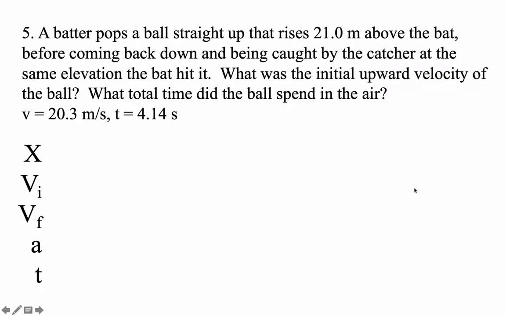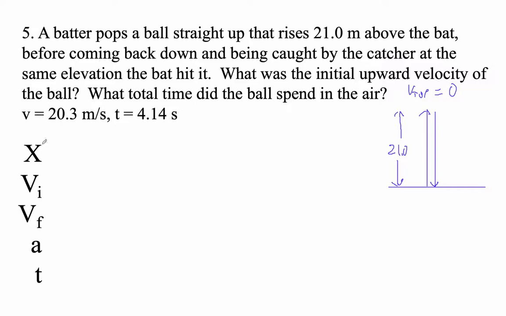Okay, pop fly, a pop fly. Okay, so let's draw a picture of this. So this guy's going to go up and down. It's a symmetrical thing. It's being caught at the same height that it was hit, right? So it'll spend half the time going up, half the time going down. The velocity at the top is 0, okay? And we know that it goes 21.0 meters high, right?